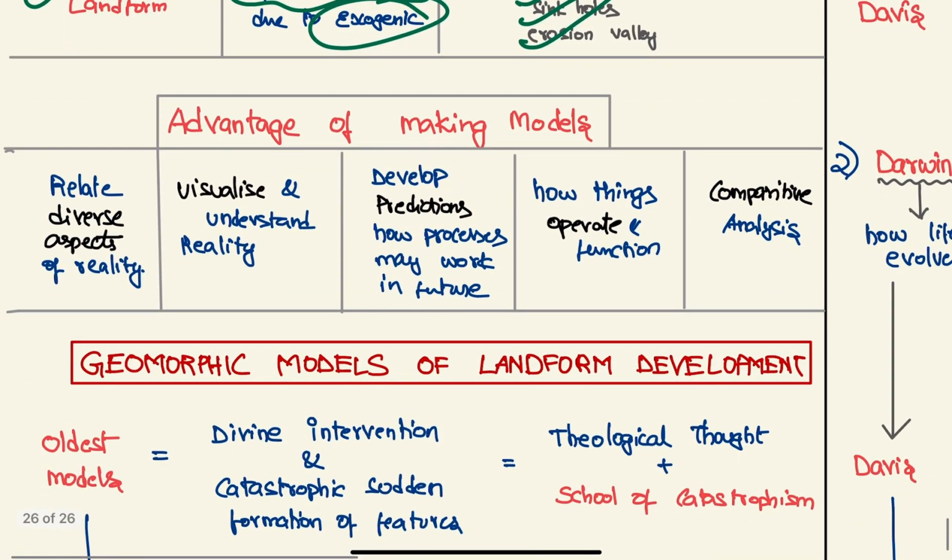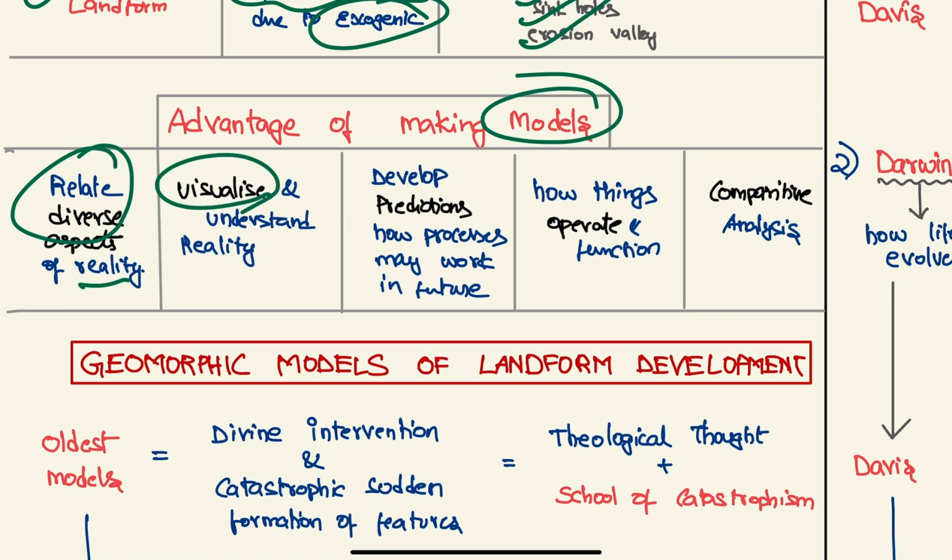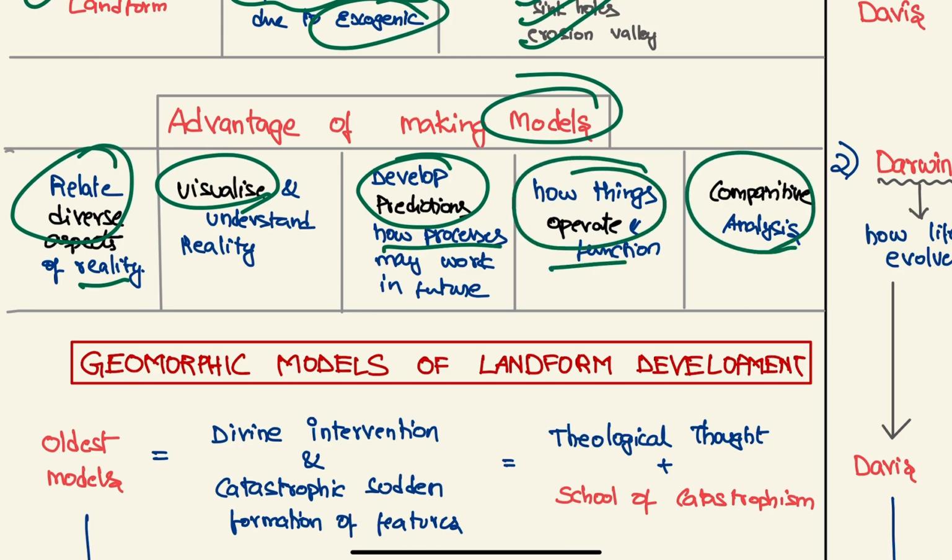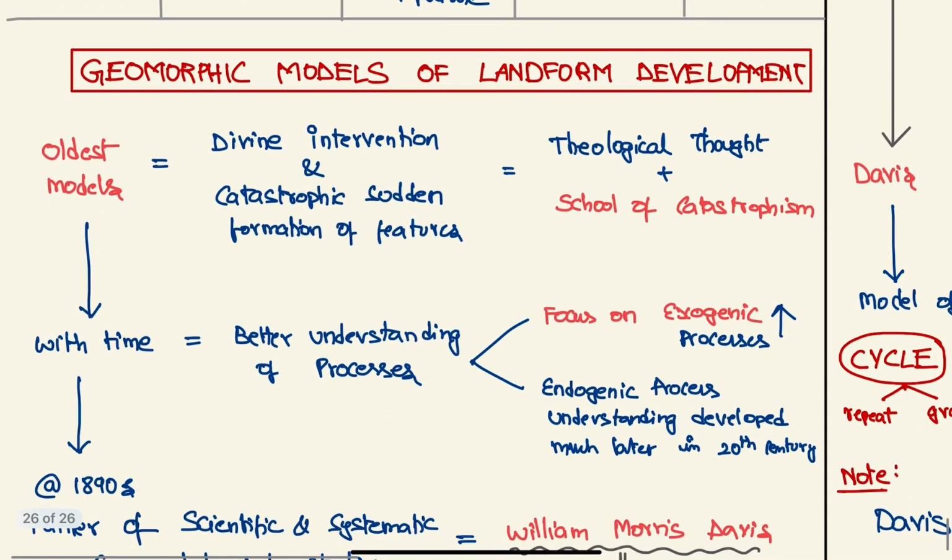So what is the advantage of making a model? We can relate diverse aspects of reality. We can visualize what is happening. We can develop predictions about how processes are working and how things operate and function, and also we can do comparative analysis between two different landforms. Next, geomorphic models of landform development.